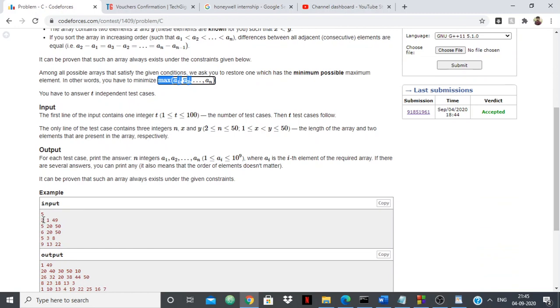So 2, 1, 49, this doesn't make a lot of sense. This is easy because there are only two elements and x and y, 1 and 49, are given, so obviously the array will be 1 and 49. Let's look at this example.